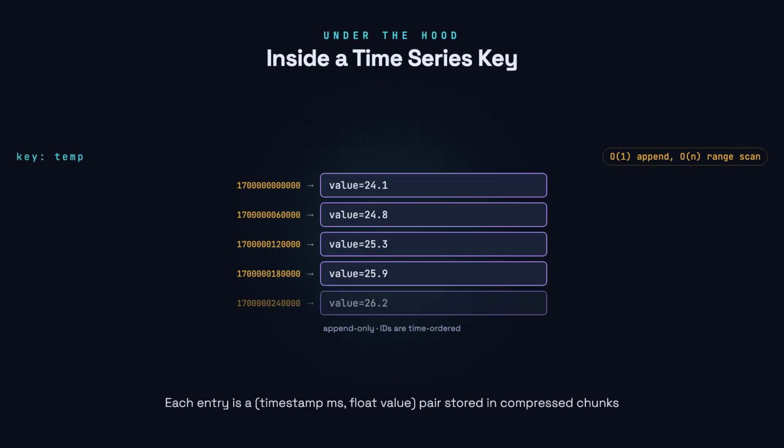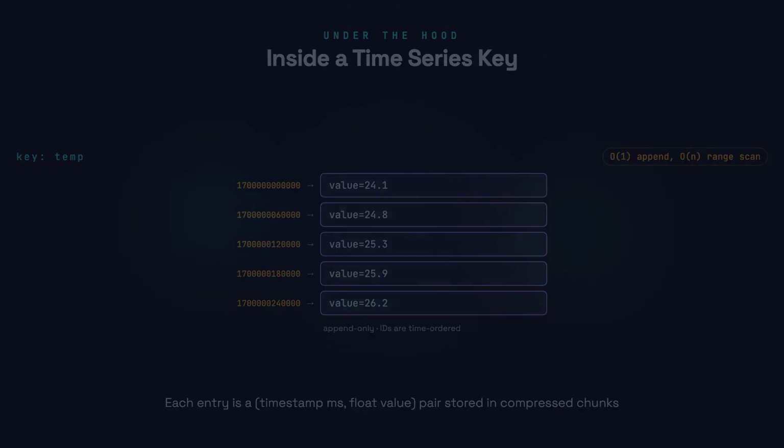Internally, a time series key holds an ordered sequence of millisecond timestamps paired with float values, stored in compressed chunks for memory efficiency. Think of it like a stream but optimized purely for numeric samples.